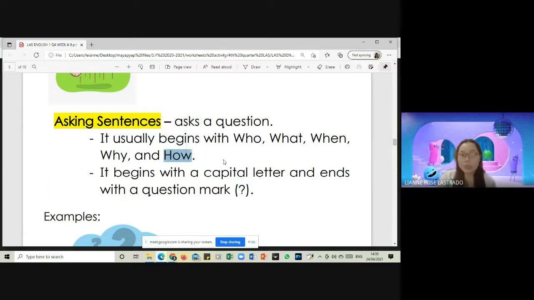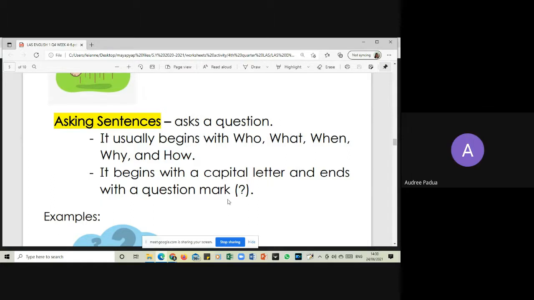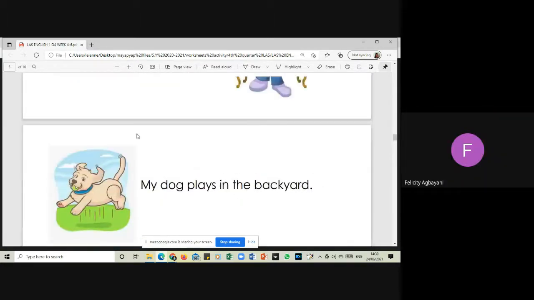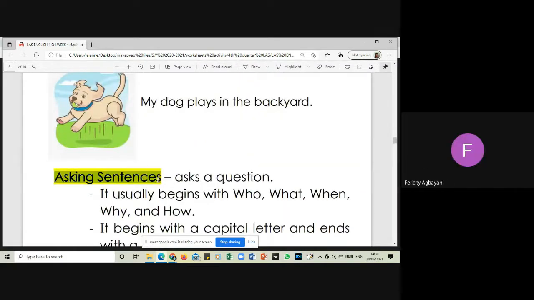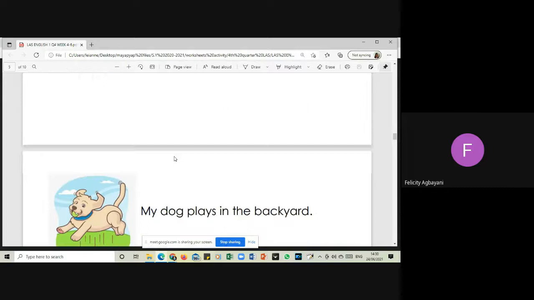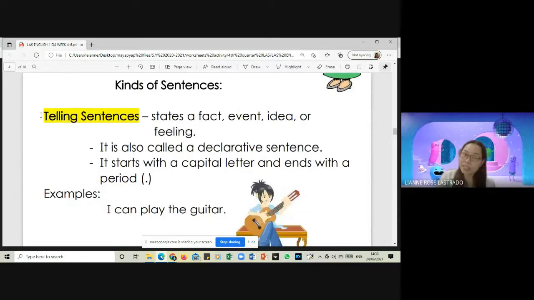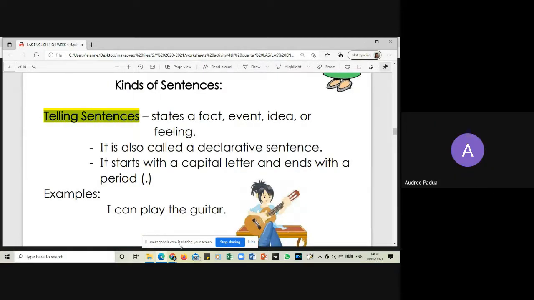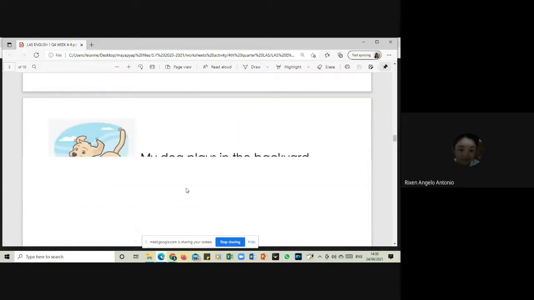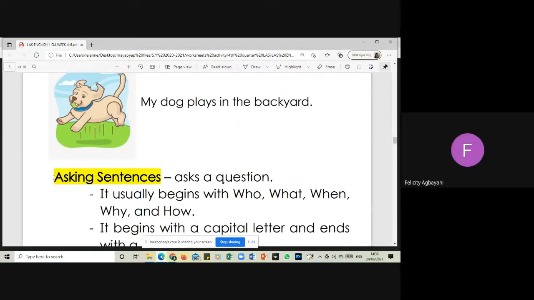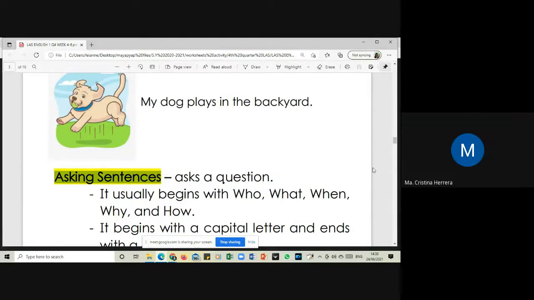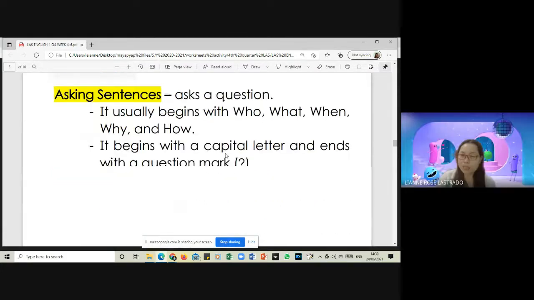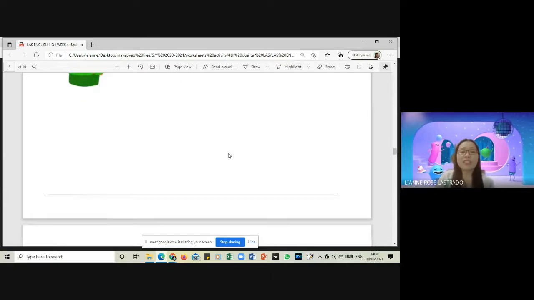Is it understood, grade 1? Yes. Now you know the difference between telling sentence and asking sentences, right? When you are telling something, what kind of sentence is that, grade 1? Telling sentence. Very good. So if you are asking a question, what kind of sentence is that? Asking sentence. Okay, very good. All right, so that's an asking sentence.